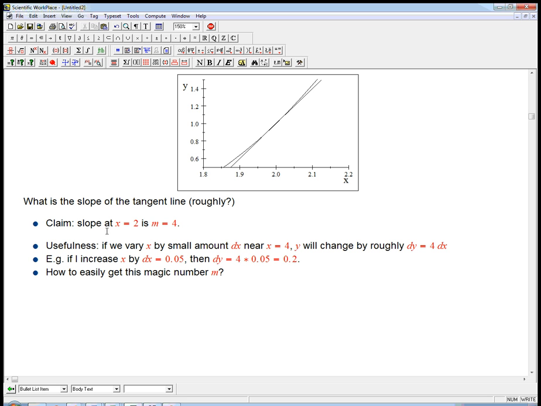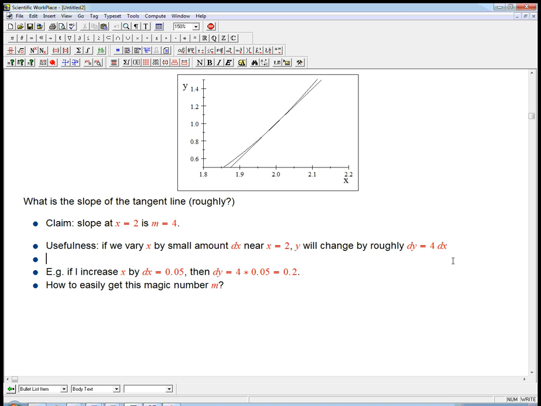But first, and that's going to be the next video, first I want to remind you of what the usefulness of that is, and the terminology we've just recently learned for that, which is that if we vary x by a small amount dx near x equals 2, if we walk a little bit to the left or right on x and we measure the height of the graph, then the change in y will be roughly what we call dy. That's the idealized change in the y variable, and that's exactly equal to 4 times dx because the slope is 4. So idealized change in y is 4 times the change in x.